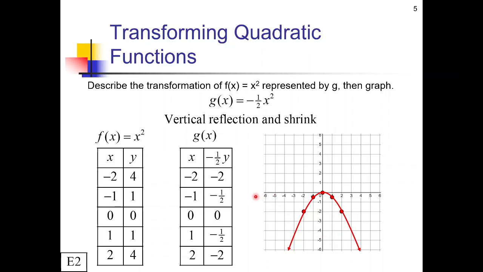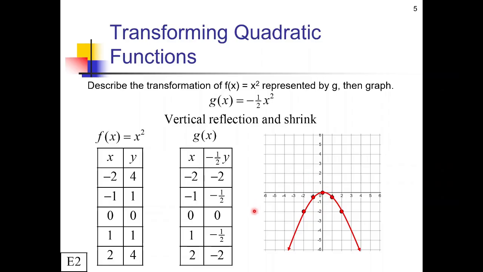So just to do a sanity check here, did we reflect this vertically? We did. Did we shrink it horizontally? It's hard to tell with parabolas unless you look at where the points started and where they ended up. But all of these points moved half the distance to the x-axis. So that's what a shrink is going to look like with these.